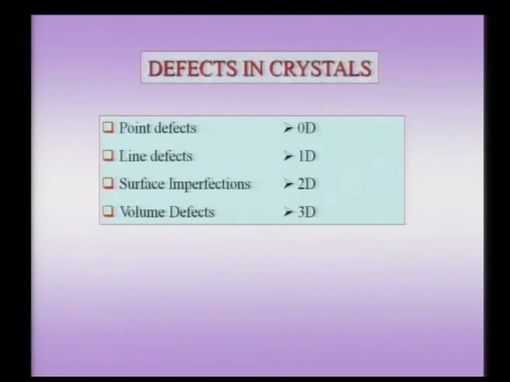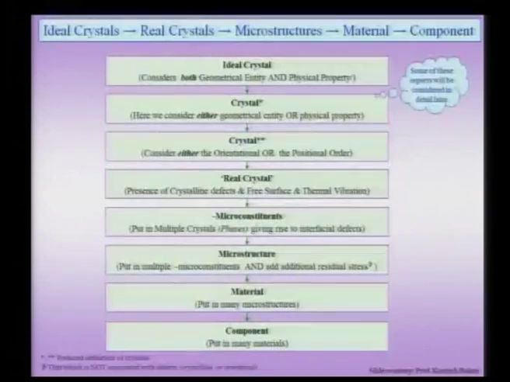Now before we actually take up some of these things, we will first start with the broad overview of the entire classification of defects, so that you have a broad umbrella picture of what defects are and how we classify them. This slide we have seen before, and we had already seen that we want to proceed from an ideal crystal and finally arrive at a microstructure somewhere in between, and finally a component.